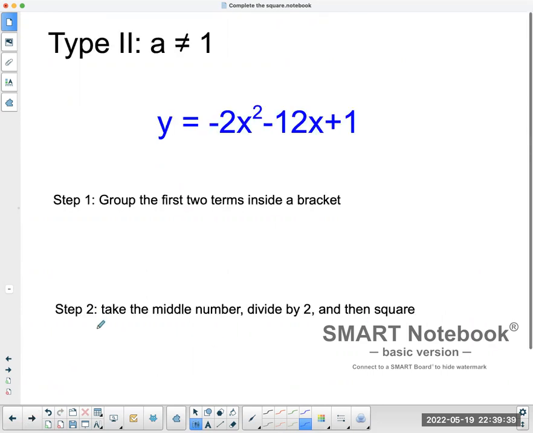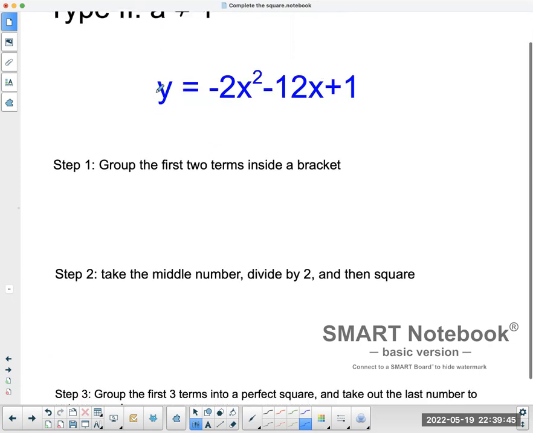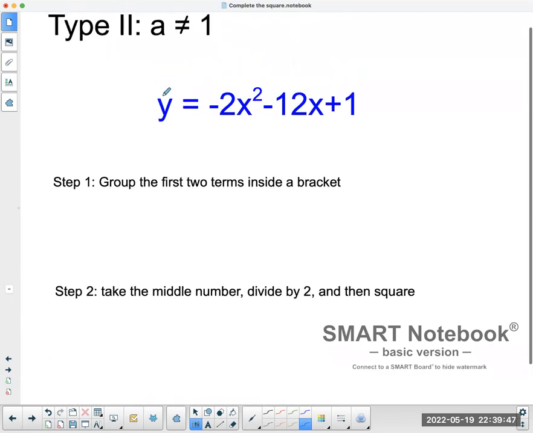Now, what if you have an a value that's not equal to 1? We call that type 2. Well, it's going to be similar steps, but there is something that we need to change. So for example, the first step, we're going to group off the first two terms still because we want to create a p square and then a q on the outside. But we need to factor out the a value.